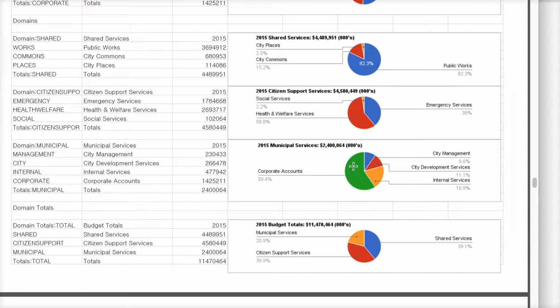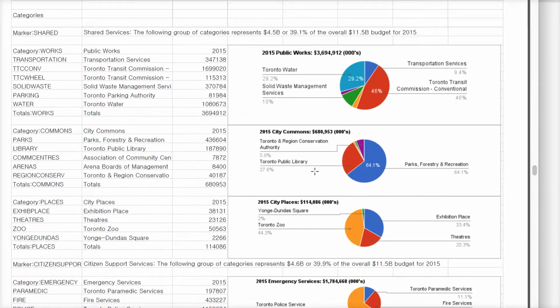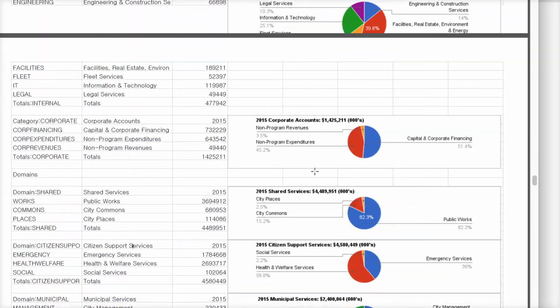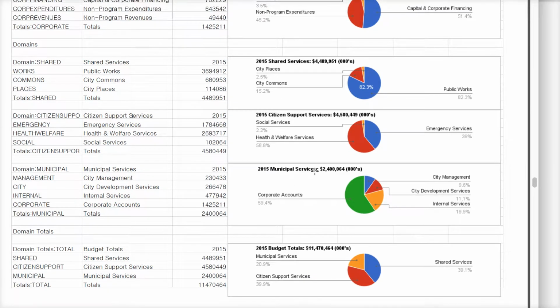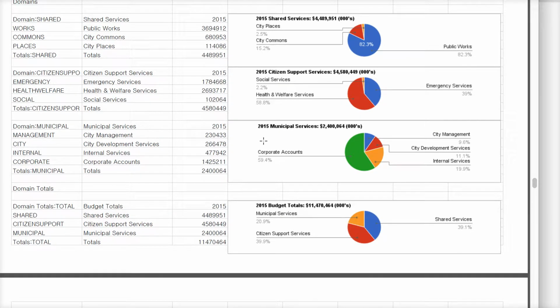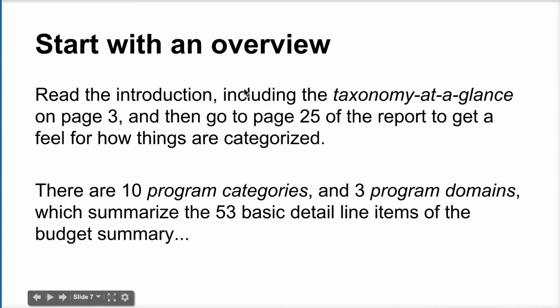And then when you get to a breakdown of this $2.4 billion or so for essentially City Hall internal stuff, you can see that corporate accounts is quite a large portion of that. So these detailed groupings on page 25 get rolled up into the three broad categories, and you can see an overall summary at the bottom. So, fun with numbers.